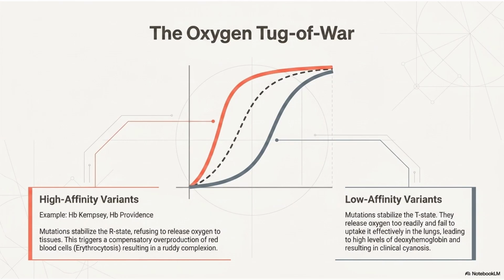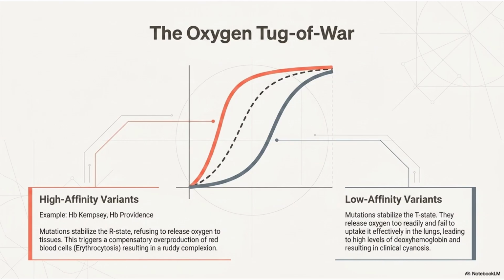Now, look at the right shifted curve. These are low affinity variants. These hemoglobins release oxygen very easily. Now, that sounds like a good thing, but because they don't hold on to oxygen very well, they also have trouble loading oxygen in the lungs. As a result, arterial oxygen saturation is typically lower than normal. Some patients develop cyanosis even though their lungs are functioning normally.